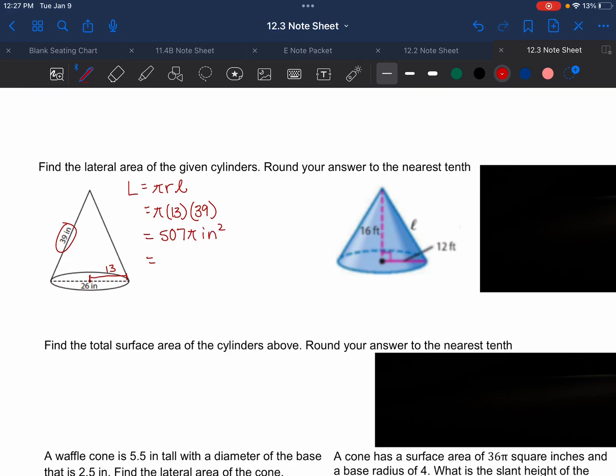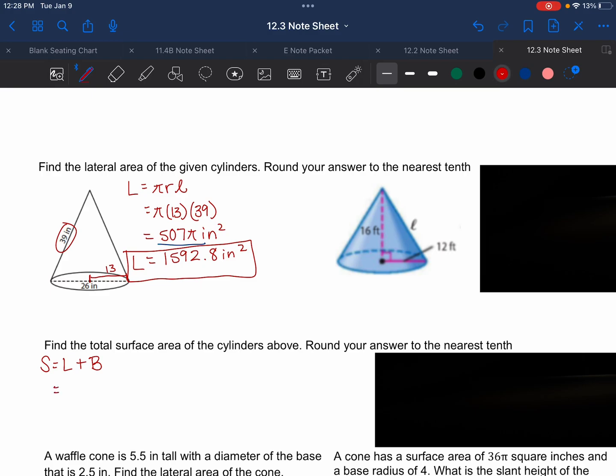It does tell us to round to the nearest tenth, so I have to do 507 times pi, and I get a lateral area of 1,592.8 inches squared. So there's my lateral area. Now it wants me to find the total surface area. So the surface area is the lateral area plus the area of the base. For my surface area, I'm going to use my non-rounded lateral area. So my surface area is as exact as possible.